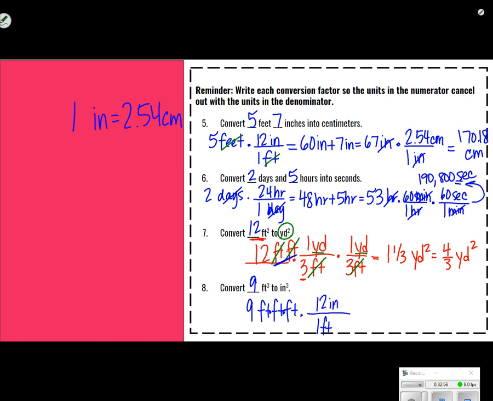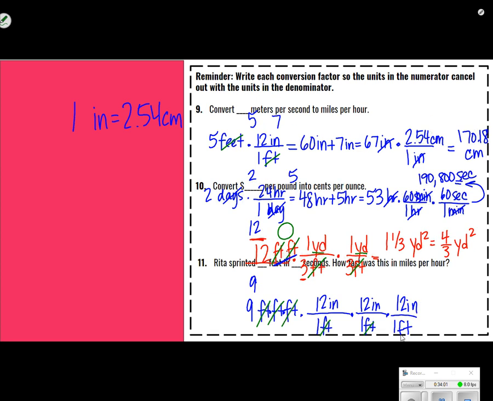But this foot only cancels out with one of those. So I need to do another one. In 1 foot, there are 12 inches. Feet cancel with feet. Oh, I got to do one more. See it? This foot cancels with this foot. We're almost done with this slide.